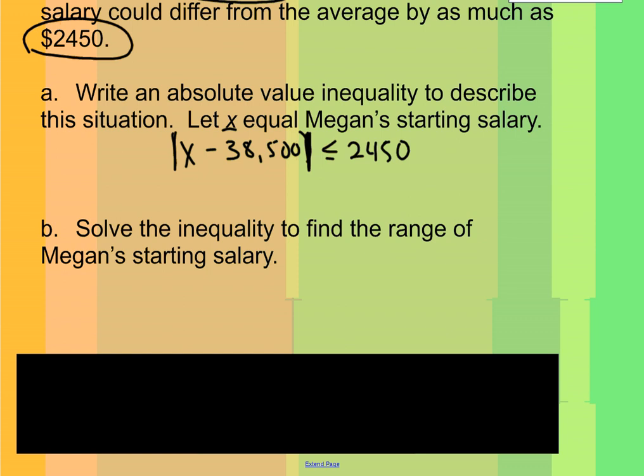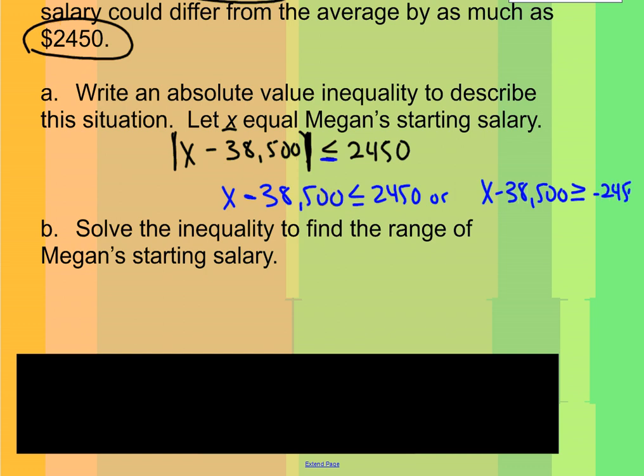Then solve the inequality to find the range of Megan's starting salary. This is a less than, so it's an "and" situation. So X minus 38.5 is less than or equal to 2450, and X minus 38.5 has got to be greater than or equal to negative 2450. Sorry, not "or." This is an "and" situation. So just add 38.5 to both sides in both situations, and you should get your range.